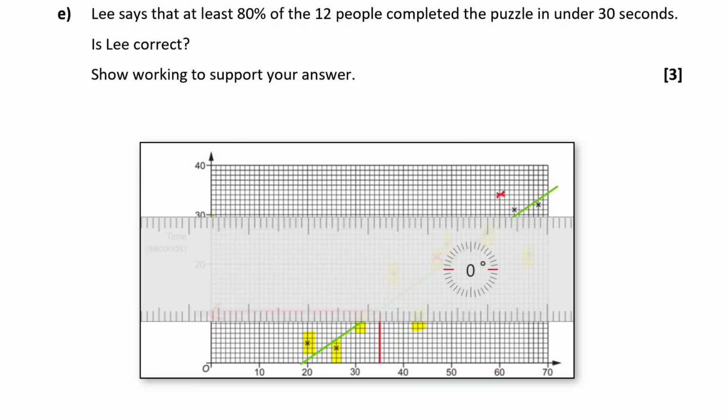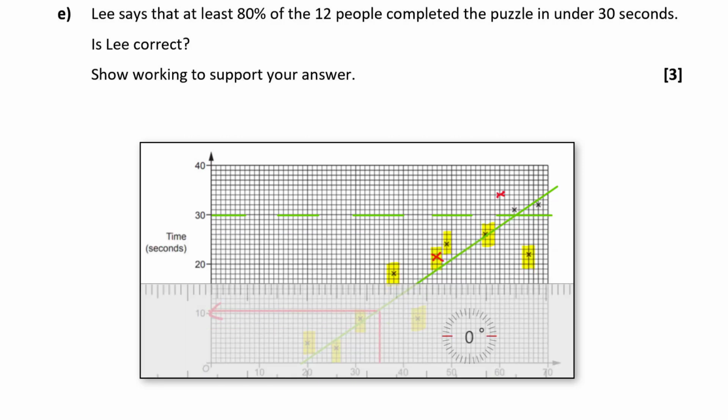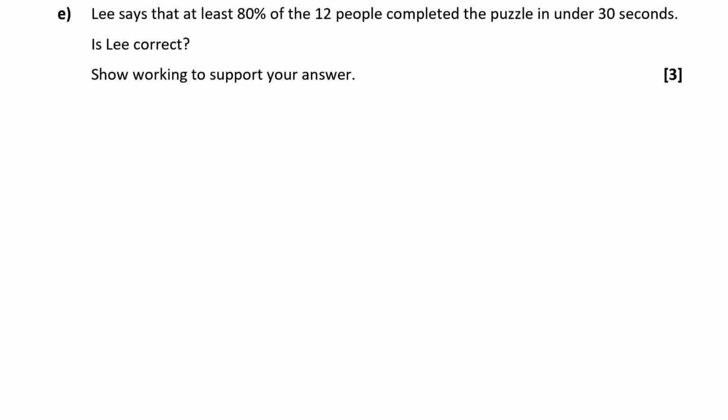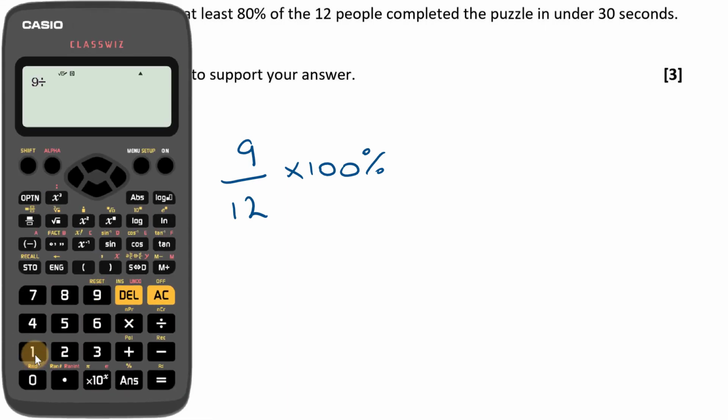Okay, just going to draw a kind of dotted line along there to show our method. Okay, so we've got 9 out of 12 then, haven't we? Okay, so what's that as a percentage? 9 out of 12 as a percentage. Well, I just need to tap that into my calculator, don't I? 9 divided by 12 times by 100% to turn that into a percentage. So 9 divided by 12 times 100 comes out to be 75%.